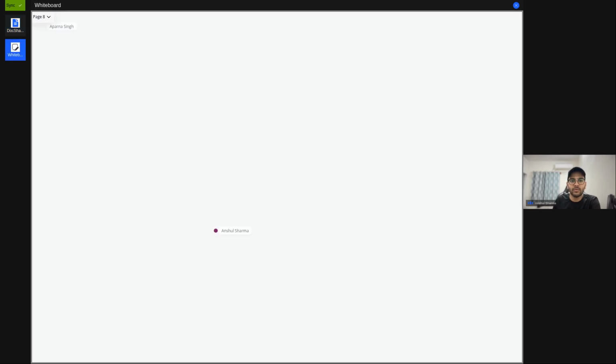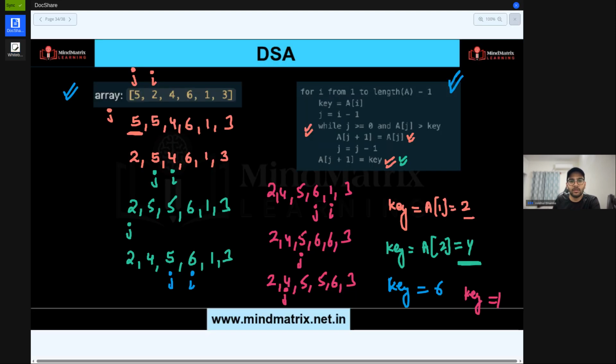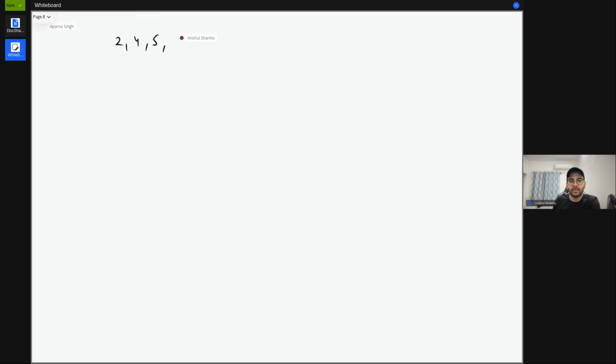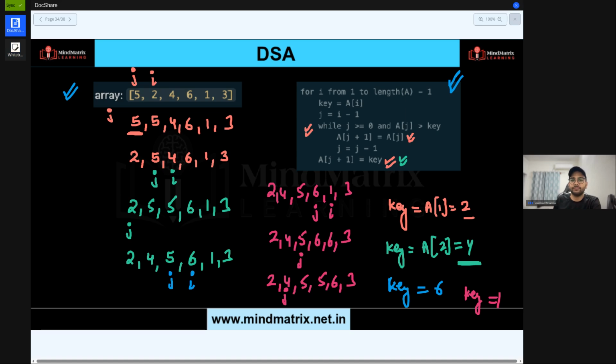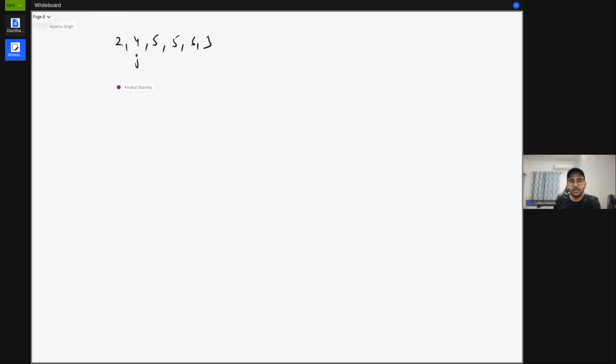Okay. So we have 2, 4, 5, 5, 6, 3, and your j is decremented, right? Again, we can say 4 is greater than 1. Again, 4 will also be shifted. So we will get something like this, right? And j will be decremented.